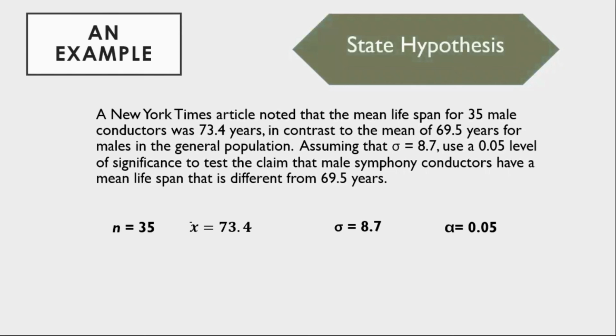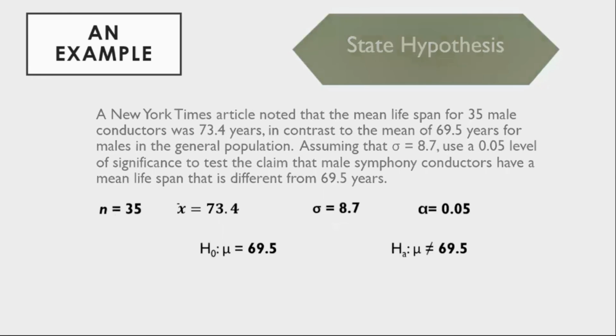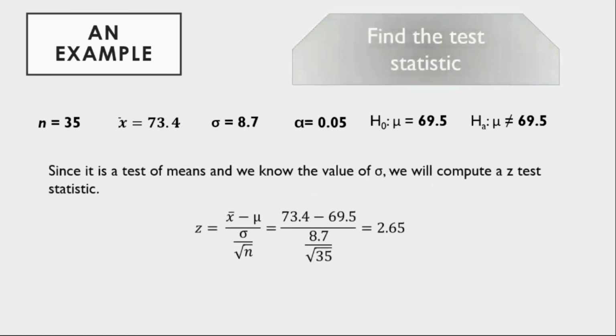We need to form our hypotheses. Remember, there's statements about the parameter, so it won't be statements about X bar, about the statistic. They're going to be statements about the population. The null hypothesis will be the statement that our male conductors are no different. That is, that our male symphony conductors have a mean lifespan of 69.5 years. Our alternative, since we're trying to show that it's different, is just that that mean is not equal to 69.5. We find our test statistic, that is a z-score of 2.65.